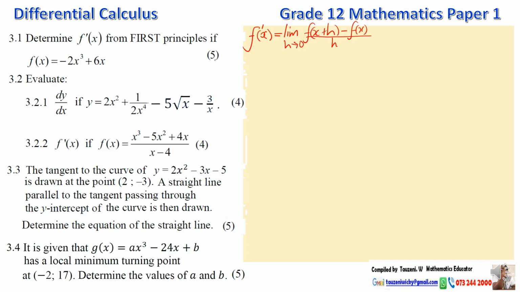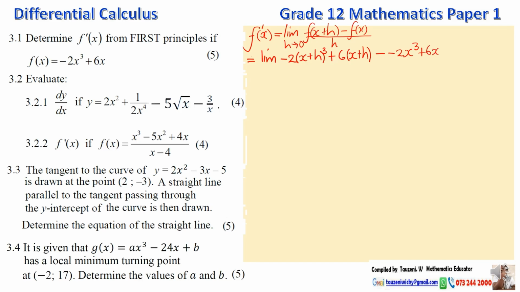Now, what it means for us is that we are going to take our expression, f of x plus h, which means in our expression, in place of x, we're going to substitute x with x plus h. You follow through the entire expression, replacing x with x plus h. Then minus f of x. F of x is our original expression, which is minus 2x cubed plus 6x.